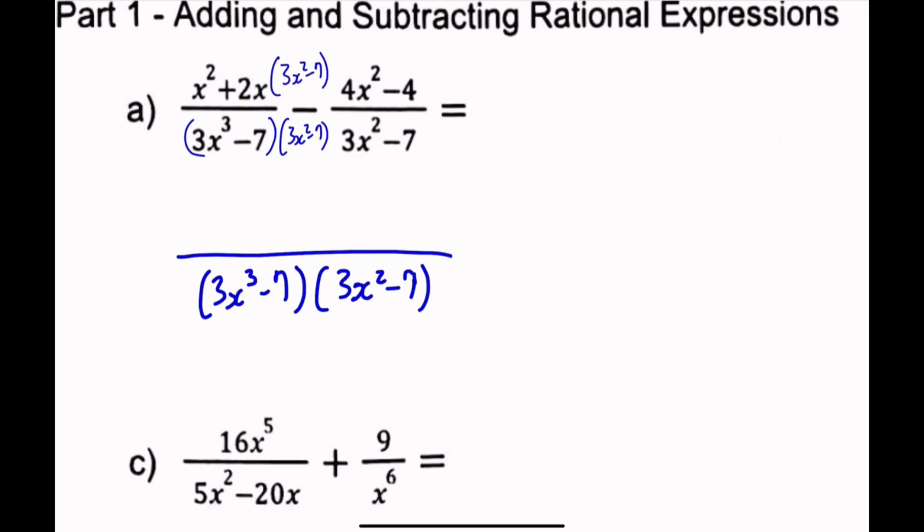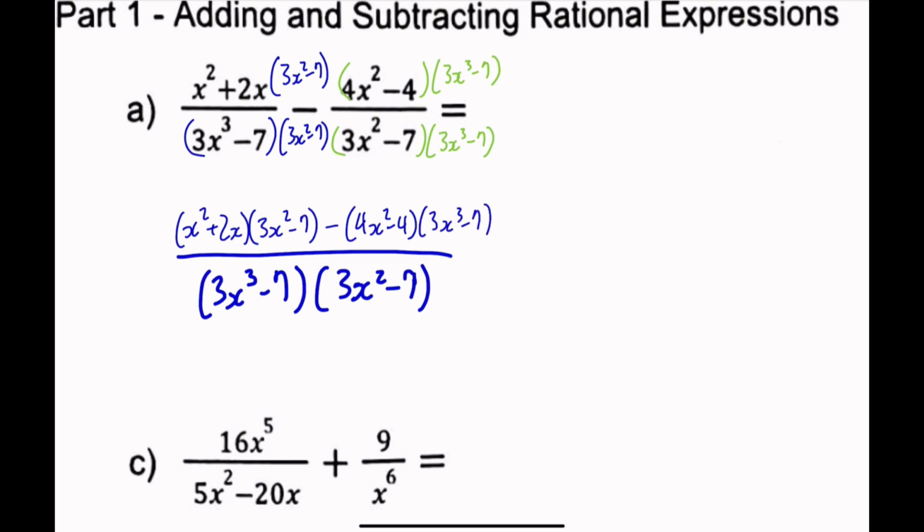So what you get is x squared plus 2x times 3x squared minus 7. And then there's a minus, so minus 4x squared minus 4, and for this one you have to multiply this times 3x cubed minus 7. So our denominator is the same, and let's just expand the numerator. That's all we have to do here.